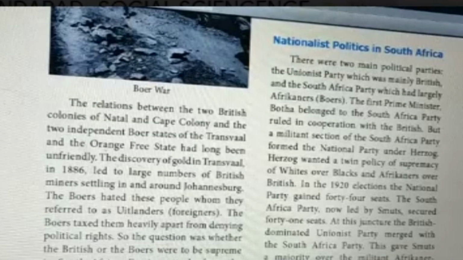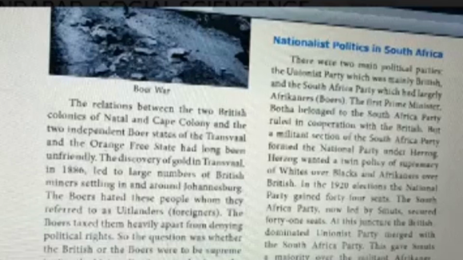Nationalist politics in South Africa. In South Africa, there were two main political parties. One is the Unionist Party. This political party was fully supported and controlled by the British. And the second is the South African Party, which was supported by the Afrikaners, otherwise called Boers.